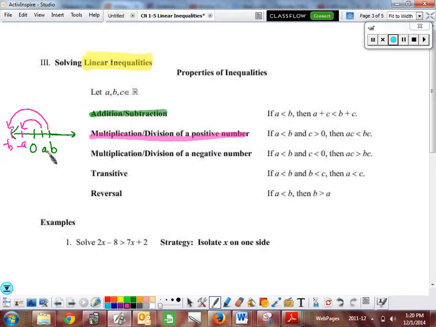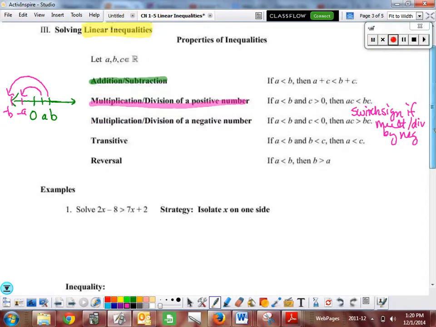And that's true whether they're on the same side, on opposite sides of 0, or on the negative side, right? So we always have to remember to switch the sign if you multiply or divide by a negative. All right? We all understand transitivity, right? If A is left of B and B is left of C, then clearly A is left of C, so we got that down. And then reversal: if A is left of B, then B is right of A. Means the same thing. All right?